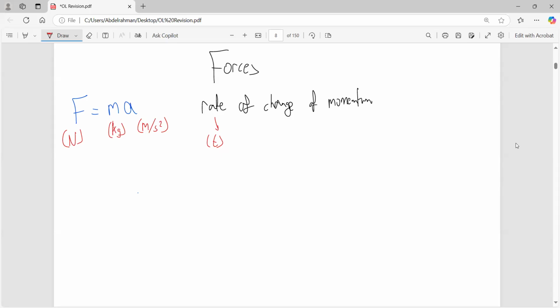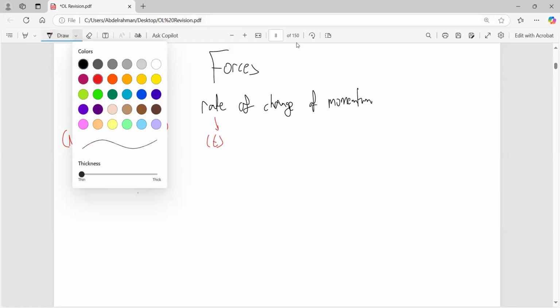Whenever I ask you to define force, you could calculate it by F equals ma, or you could use the impulse equation, which we will discuss later on, inshallah. Using the impulse equation, you can find the force. But if I tell you please define force, you need to say that it is the rate of change of momentum.